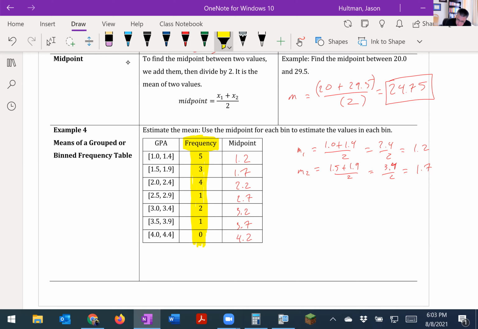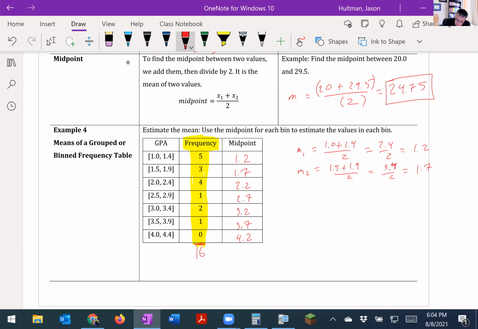And the items in this column. So let's do that. 5 plus 3 is 8, plus 4 is 12, plus 1 is 13, plus 2 is 15, plus 1 is 16, plus 0 is 16. So there are 16 items there. Okay, for a total of 16.